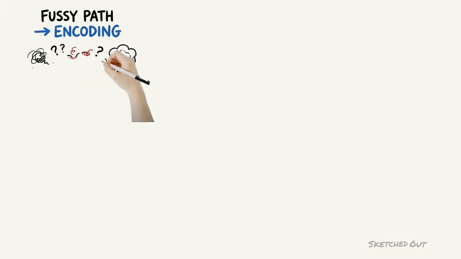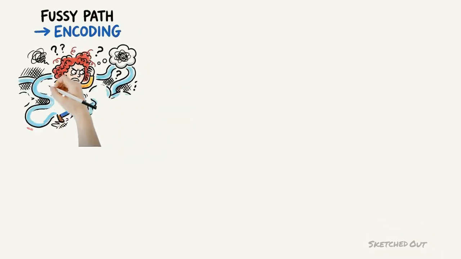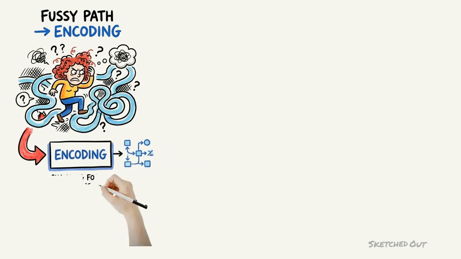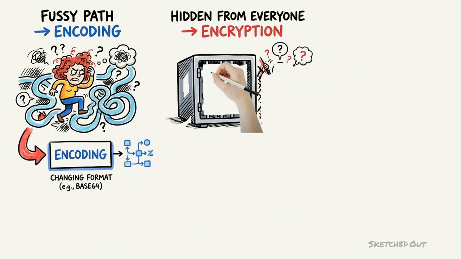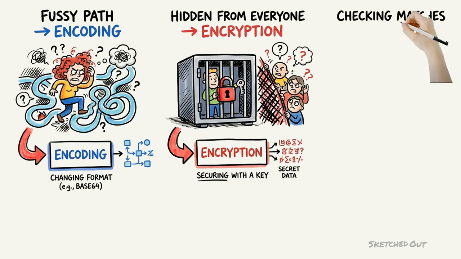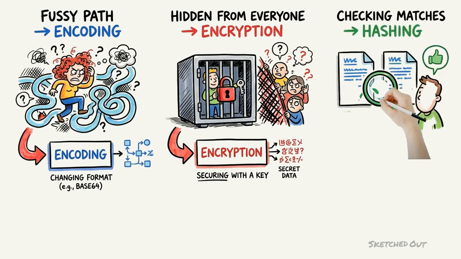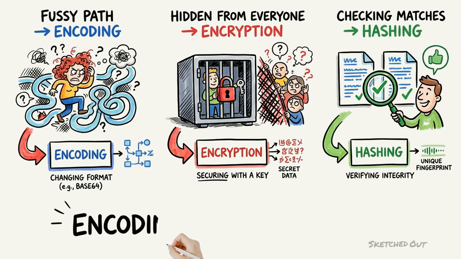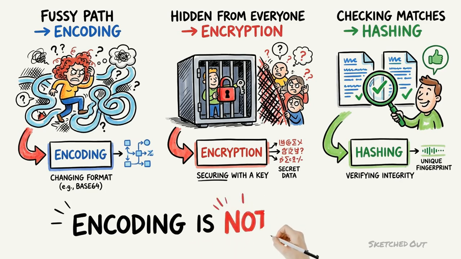They solve genuinely different problems, so the right one is decided by what you actually want. Need data to survive being sent through something fussy? Encoding. Need it hidden from everyone except the intended reader? Encryption. Need to check whether something matches or prove it was not tampered with without keeping the original? Hashing. The only real trap is treating the first as if it were the other two.